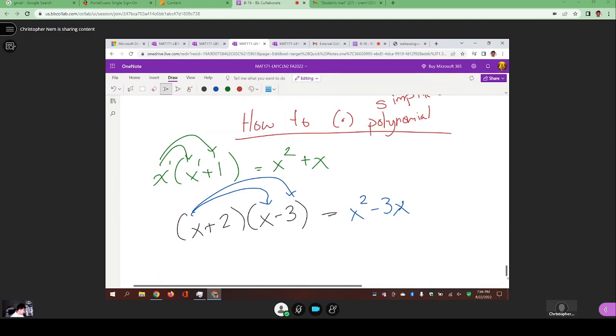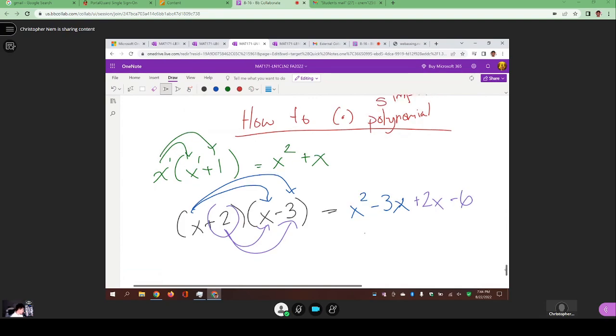Because there's 2 terms, it's not just one single term. So we got to multiply this plus 2 with x and with minus 3. Plus 2 times x is positive 2x. And then 2 times negative 3 is going to be minus 6. And then we got one last step: we got to combine like terms. These guys are the like terms here. So if I combine those together, I get minus x minus 6, or minus 1x. Either is fine.